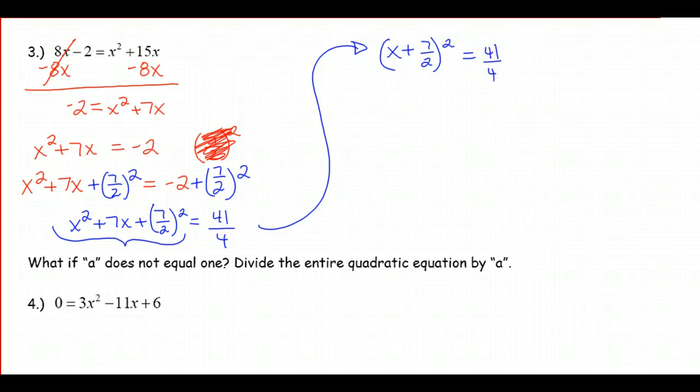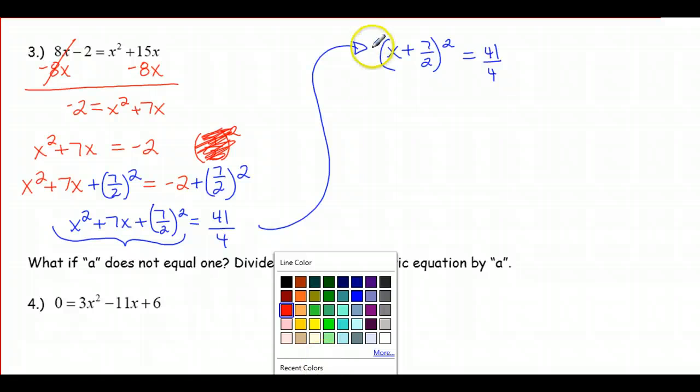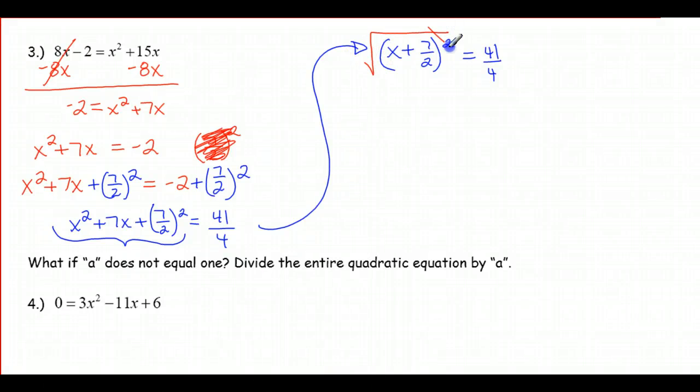The next thing we do is square root both sides of our equation so that we can eliminate our exponent, square root the right side. Remember that when you square root a fraction, it's really square rooting the top number and square rooting the bottom number.